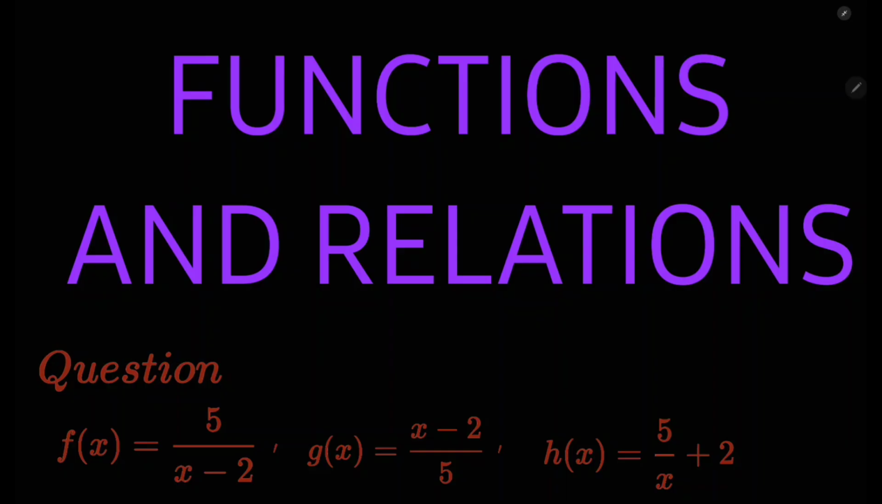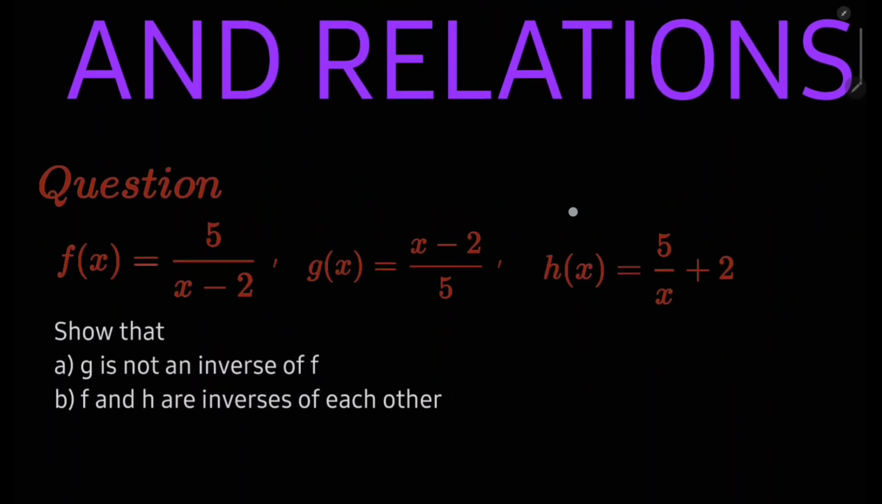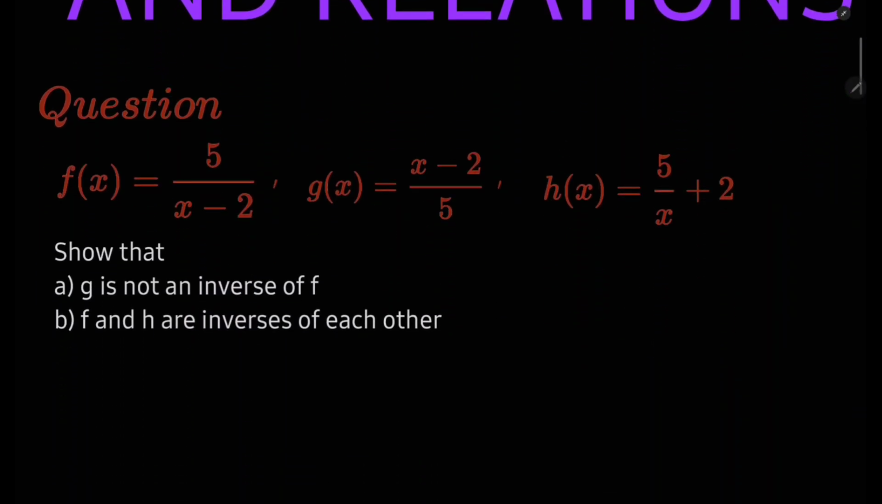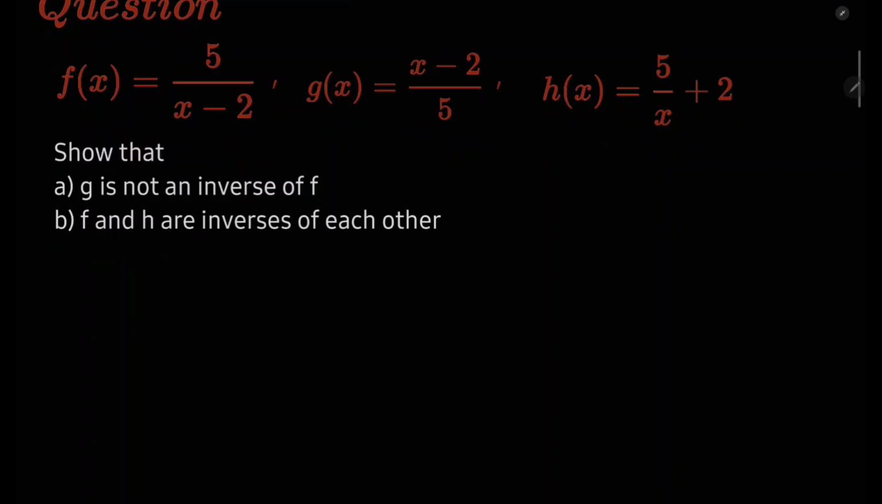In this video, we are going to be solving equations under inverses of functions. Here's the question. We have been given f(x) as 5 on x minus 2, g(x) as x minus 2 on 5, and h(x) as 5 on x plus 2. We have been asked to show that g is not an inverse of f, and that f and h are inverses of each other. Let's start with the solution.